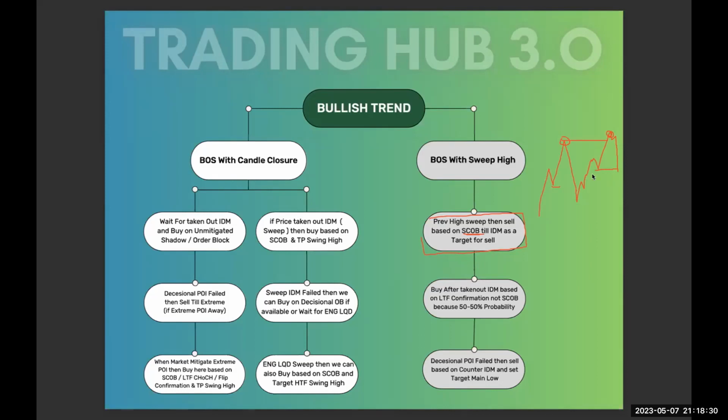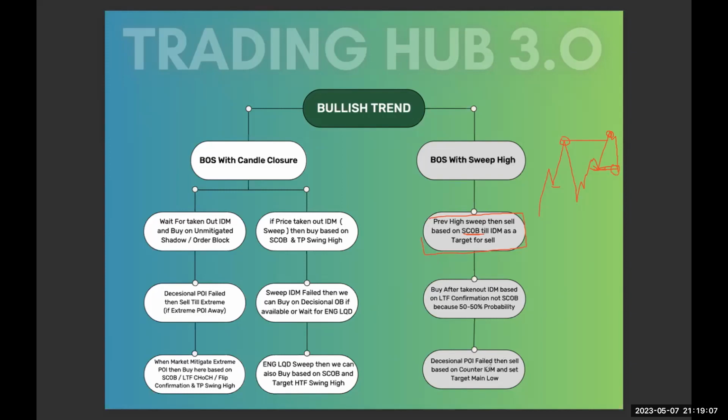Okay. And after taking out the inducement, based on lower time frame, not singular, because it is 50% probability. Exactly. After taking out this inducement, probability is 50% because this high is not confirmed. This is just a liquidity sweep. Maybe market can go higher, and maybe market pushes downside, right? So it depends. You have to wait, based on the taken out inducement, for a single candle order block, then you can buy. And this is a 50% probability, right?